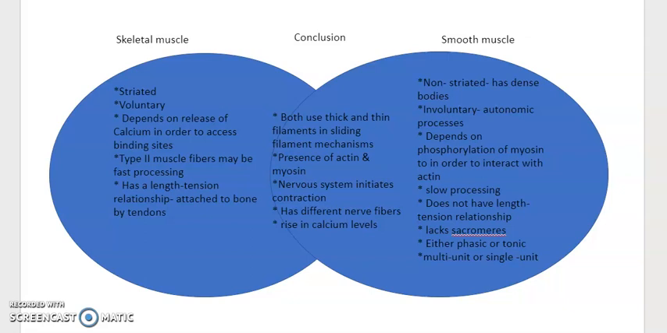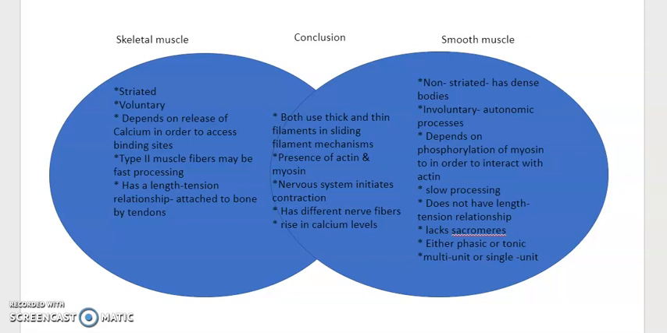We know that skeletal muscle has a length tension relationship because it's attached to our bones, whereas our smooth muscle does not have this relationship. We do not have sarcomeres within our smooth muscle tissue. We know that they are multi-unit or single unit, and they are going to be either phasic or tonic. And we know that these are slow processing, such as in our digestive system.